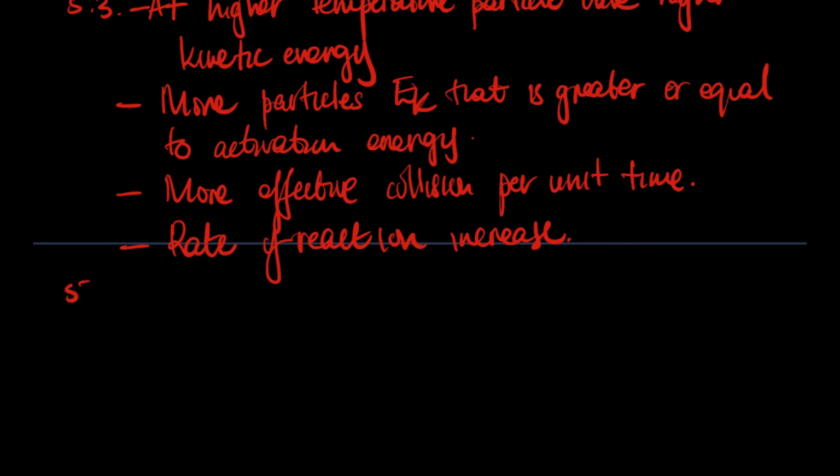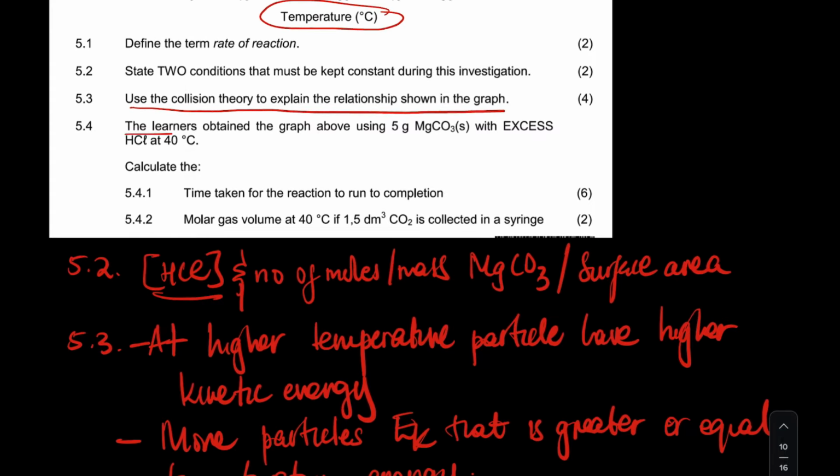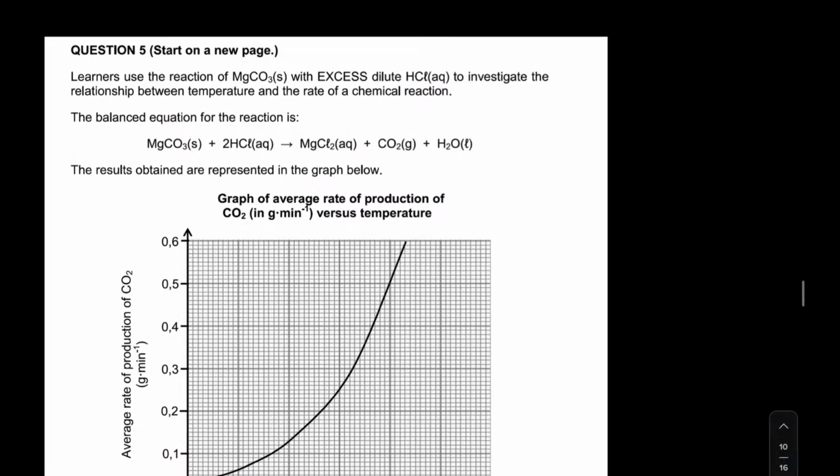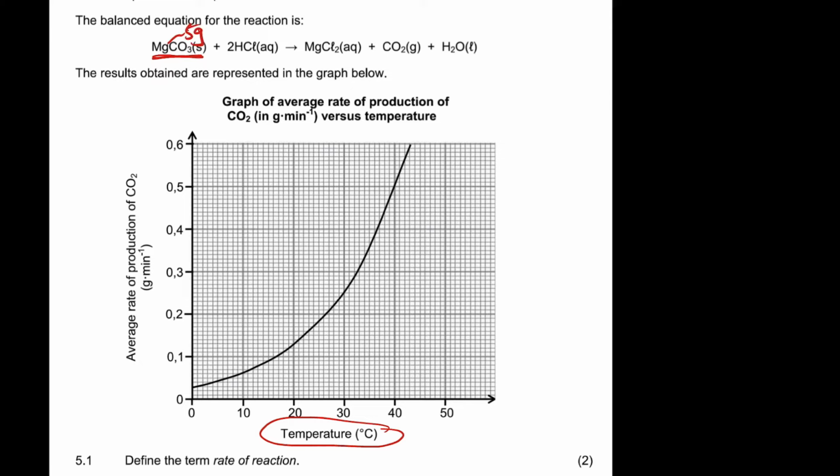Now let's go to 5.4. Let's see what is 5.4. It says a learner obtained the graph using 5 gram of magnesium carbonate with an excess of hydrochloric acid at 40 degrees, right? So the amount of magnesium carbonate that was used is 5 gram, and it reacted completely to produce this, right?